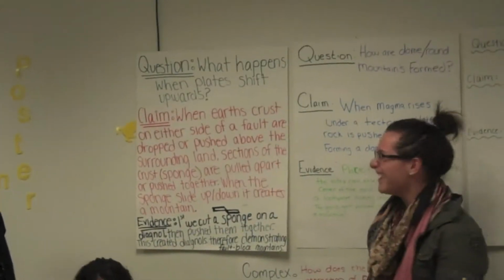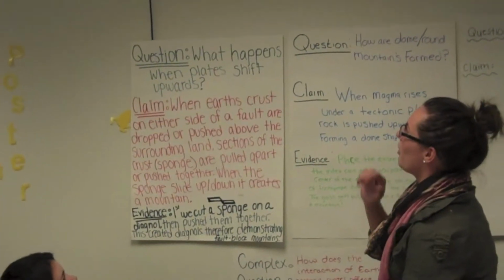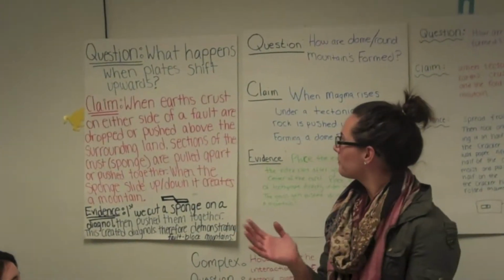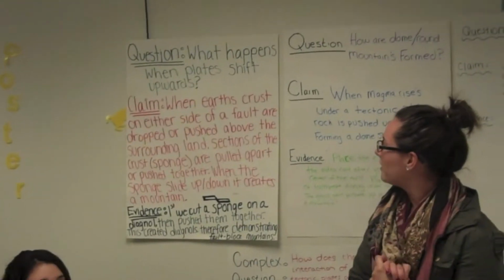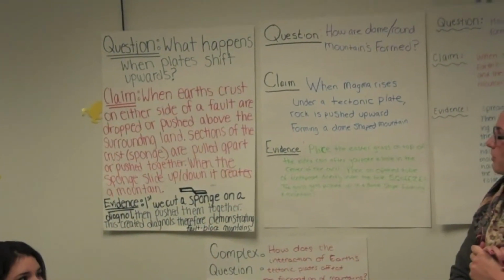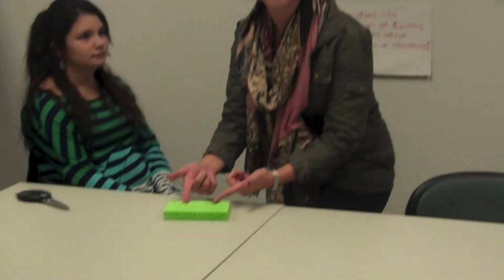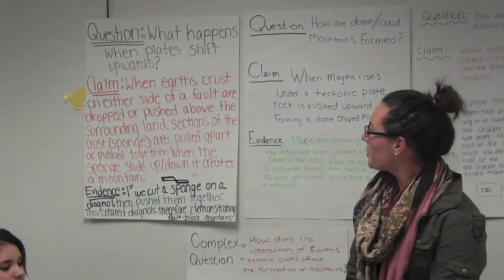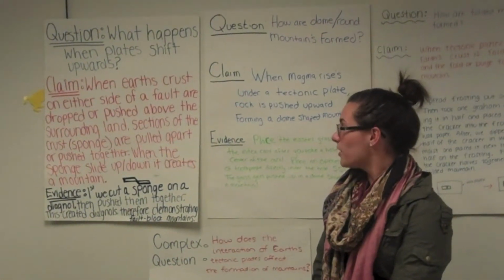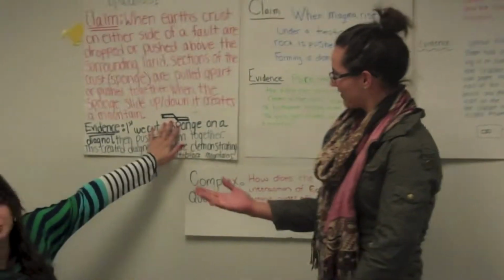This is our first one, where our question was: what happens when plates shift upwards? Our claim was that when Earth's crust on either side of a fault is dropped or pushed above the surrounding land, sections of the crust, which is the sponge we will be using, are pulled apart or pushed together. When the sponge slides up or down, it'll create a mountain. Just like the picture.